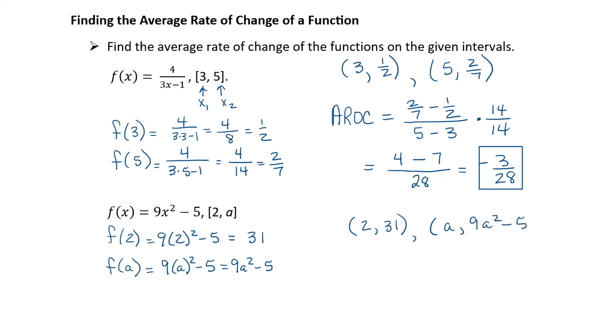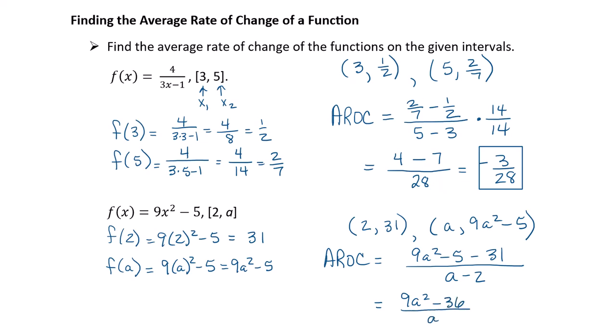So our second point is a, 9a squared minus 5. And now I'm going to find the average rate of change between these 2 points. I have here 9a squared minus 5 minus 31 over a minus 2. Simplifying from there, I get 9a squared minus 36 over a minus 2. And yes, you will end up with a variable in your answer.